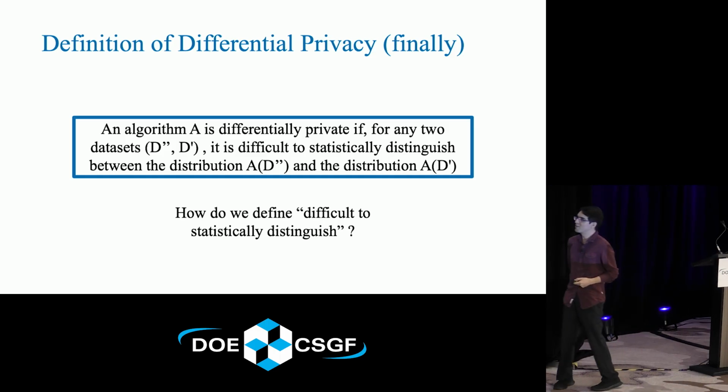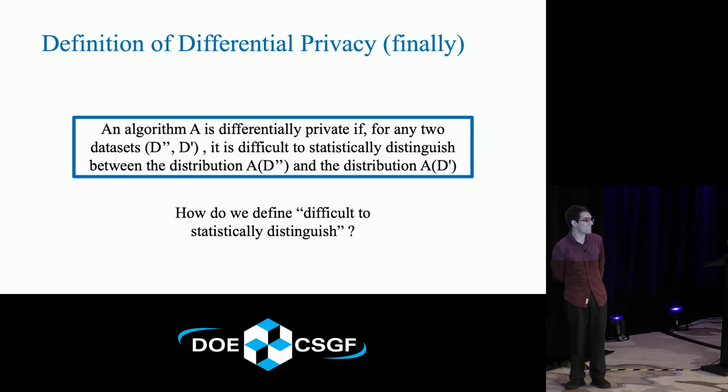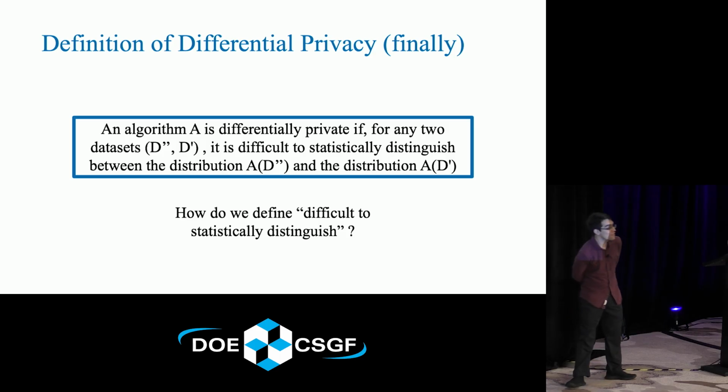But how do we define difficult to statistically distinguish? There's a lot of possible definitions you can give.